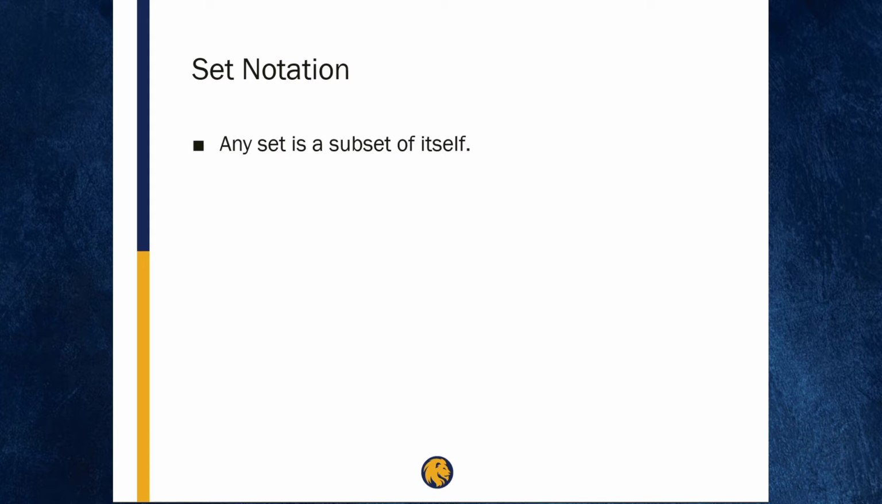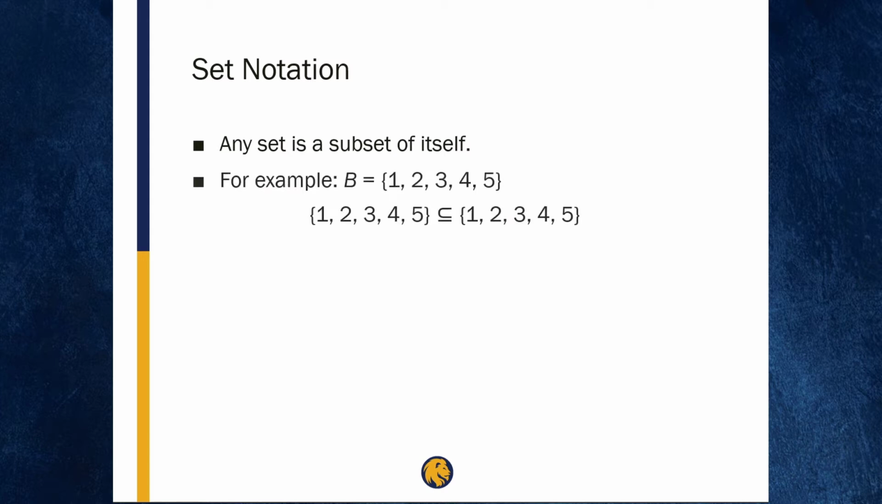We also, in general, can say that any set is a subset of itself. So with the aforementioned set B, the set containing 1, 2, 3, 4, and 5 is a subset of the set containing 1, 2, 3, 4, and 5. So in general, for any set S, we say S is a subset of S.